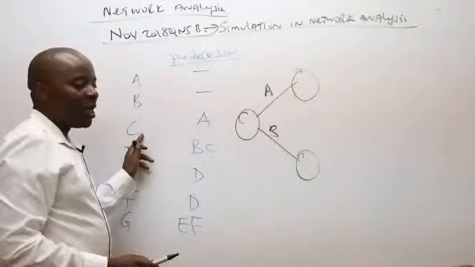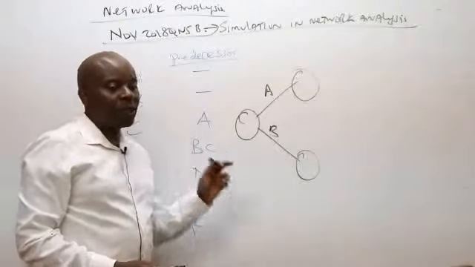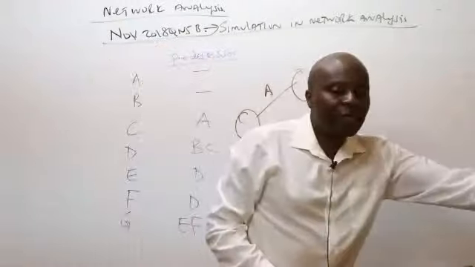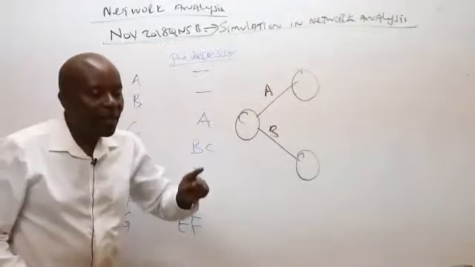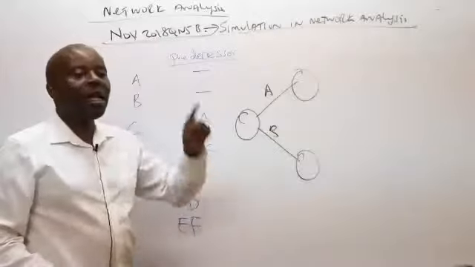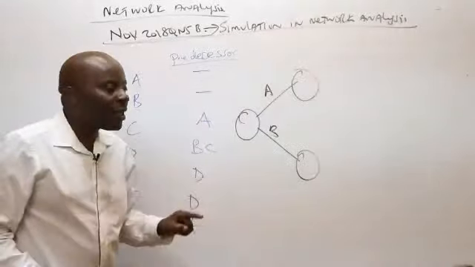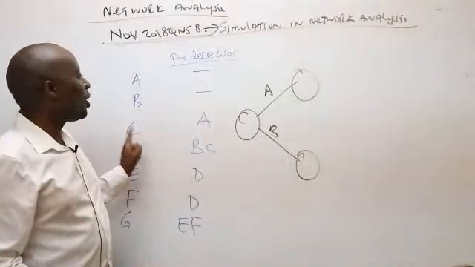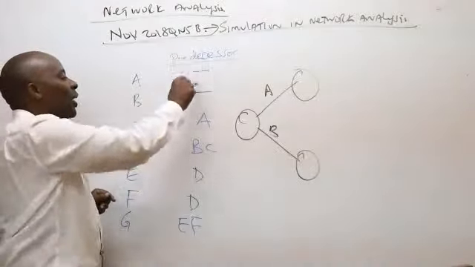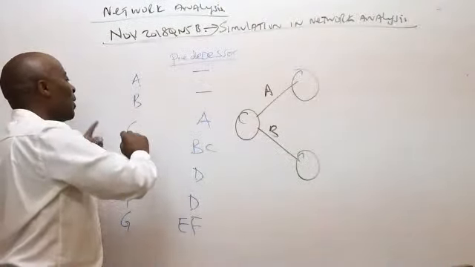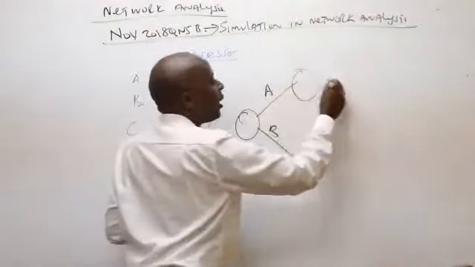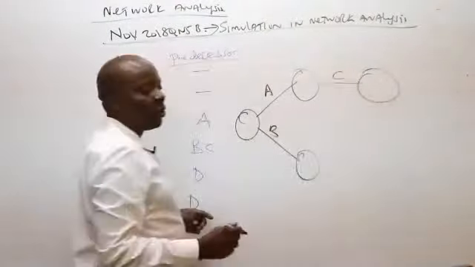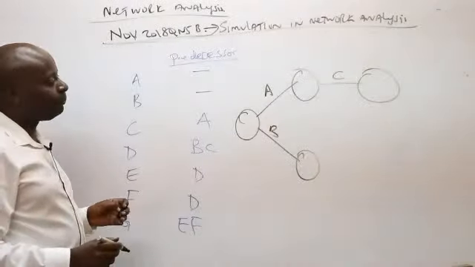Then we have C. C now comes after what? You can see that C is preceded by A. That A must come first. That A must be completed before we have C. When A precedes C, it means that C comes after A. So after A here, we will come and pull C there.